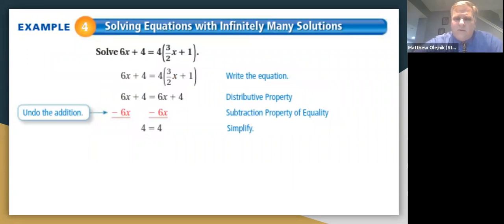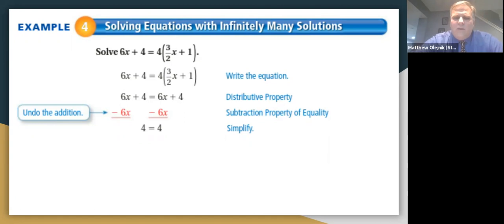Here's another tricky one. In this case here, after we do the distributive property and simplify, we end up getting 6x plus 4 equals 6x plus 4. The exact same thing. We can continue to simplify that by subtracting 6x. Really, at this point here where it says 6x plus 4 equals 6x plus 4, I already know what the final answer is going to be. But we'll continue to keep simplifying it, and we end up with 4 equals 4.